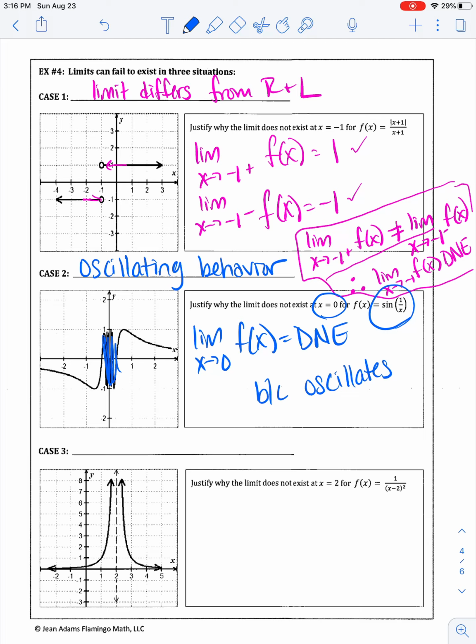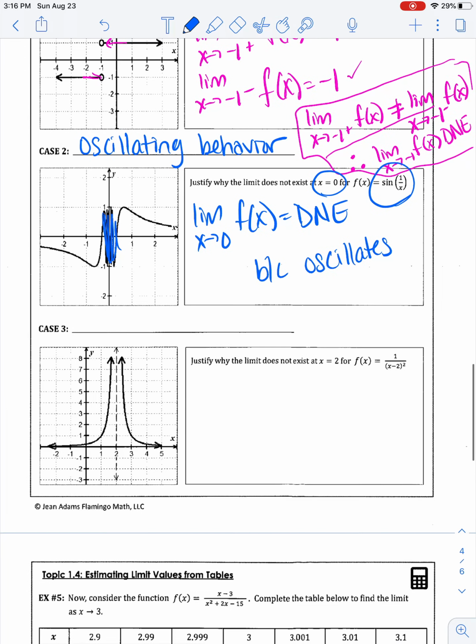And this is sine of 1 over x, and that's one of AP World's kind of go-to oscillating graphs. Okay, case number 3 is unbounded behavior. And that's just fancy for asymptotes. So the graph is going to shoot off into the land of infinity or negative infinity. Then you can say that the limit does not exist.